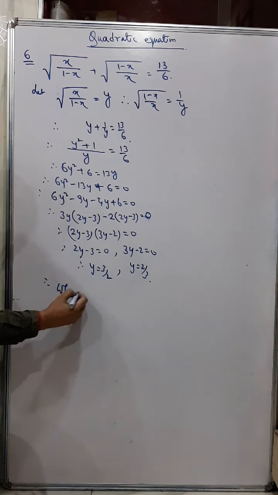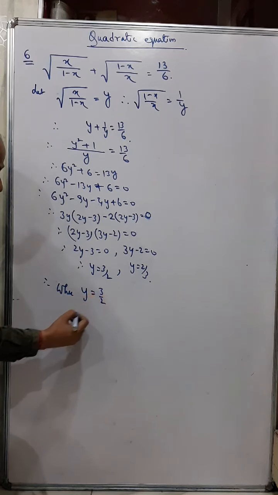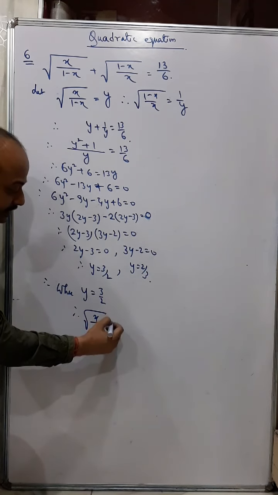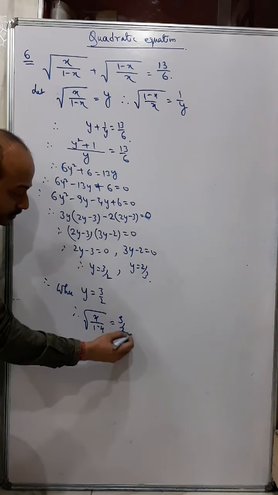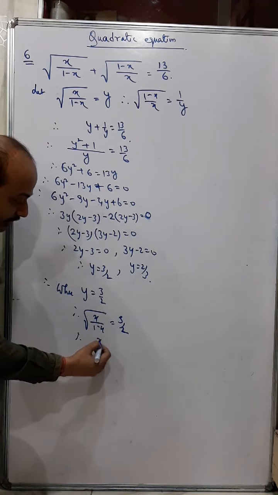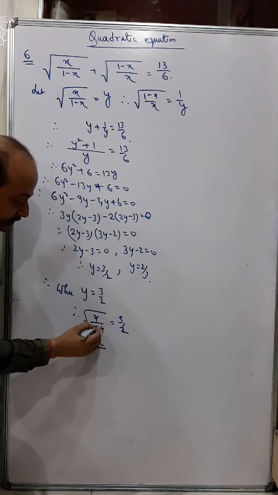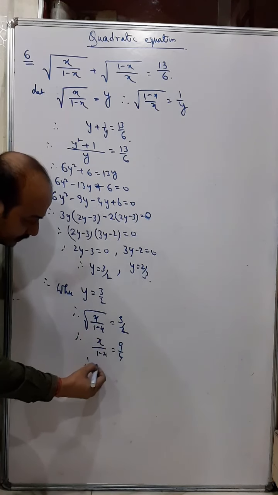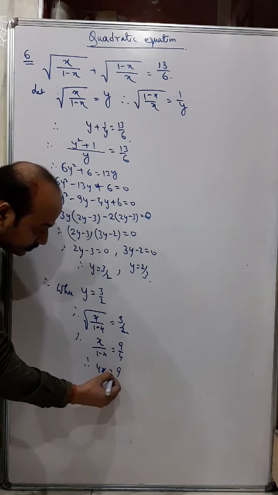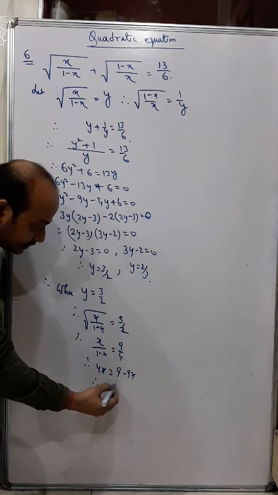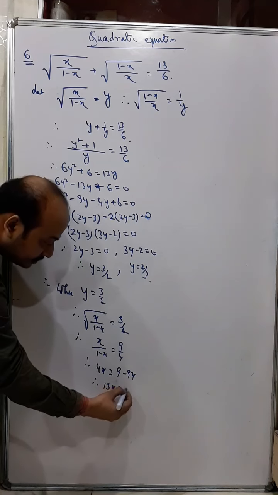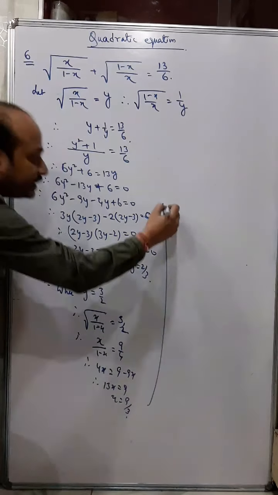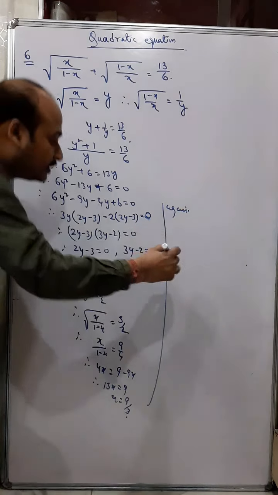Now we will put the values. When y is equal to 3 by 2, root over x by 1 minus x is equal to 3 by 2. Squaring both sides, x by 1 minus x is equal to 9 by 4. Then solve it: 4x equals 9 minus 9x. So finally we got 13x equals 9, and x is equal to 9 by 13. And again, then take the next value.